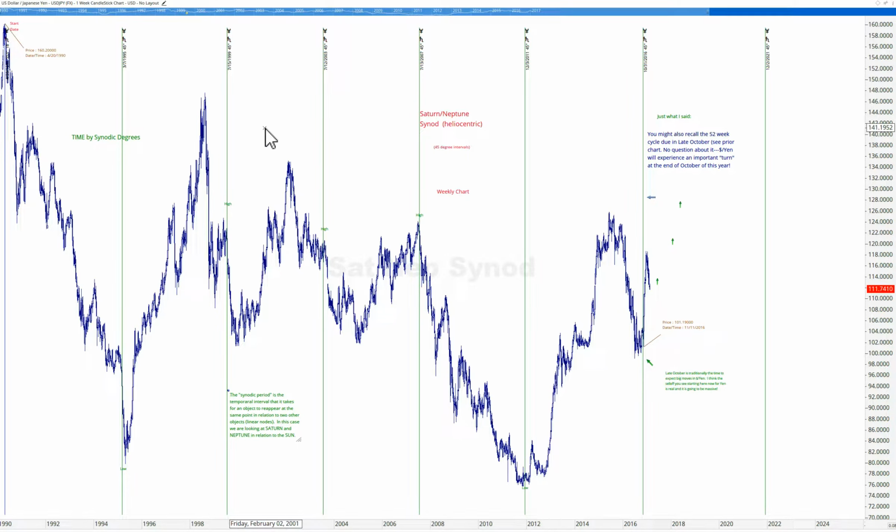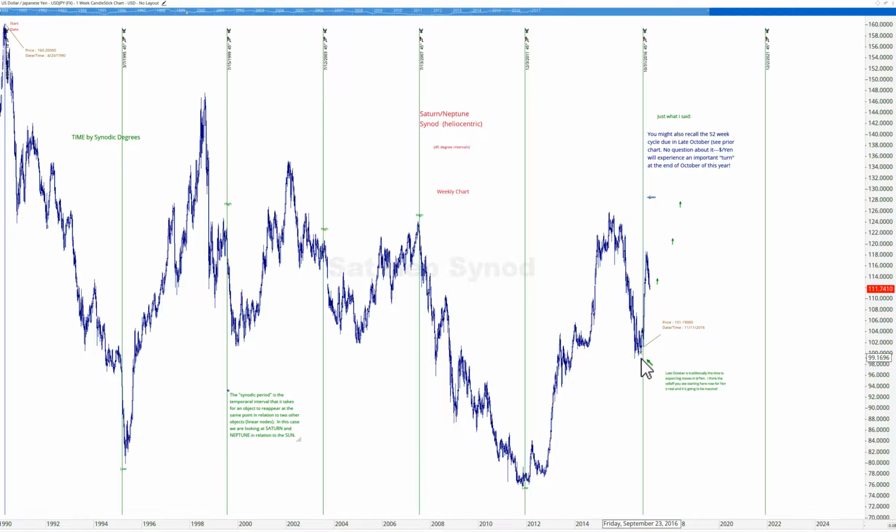Okay, today we're looking at dollar yen spot. The time by synodic degrees, you can see from the start date back in April 1990, you have a whole series of turns: lows, highs, high, high, low, and a low. And these aren't just any turns, these are very important turns on a long-term chart.